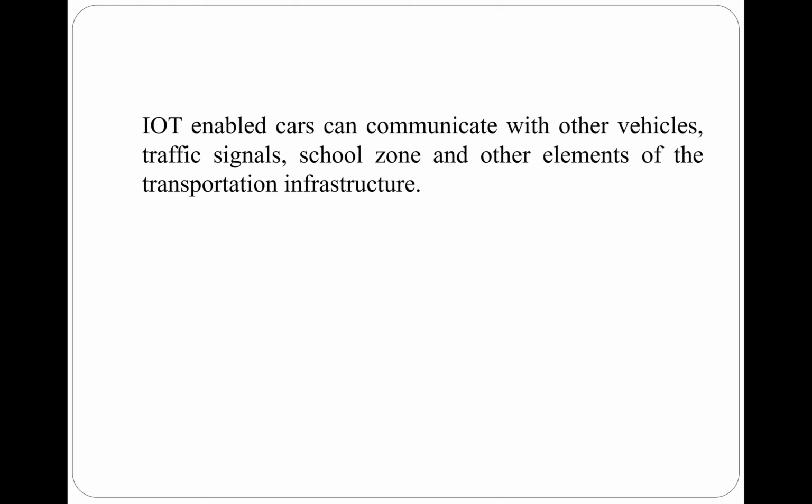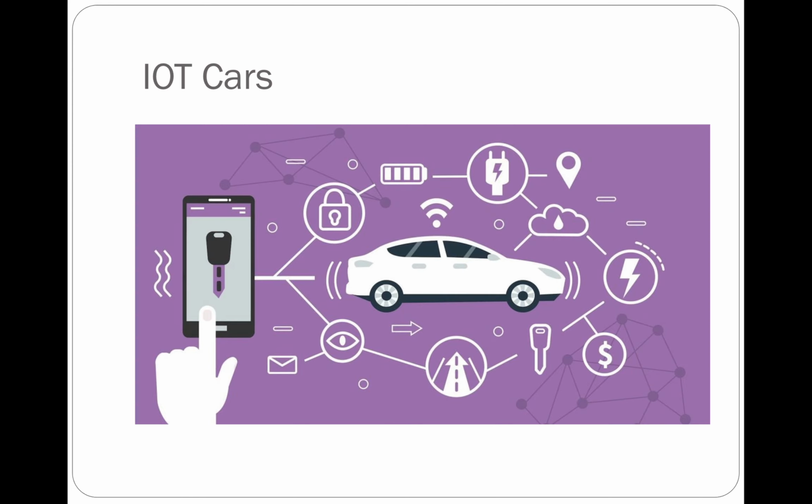An IoT enabled car has many advantages. We can lock and start the car using our mobile app, and then we can check the weather conditions, and then we can use GPS to locate the locations. So these are all examples of IoT cars.